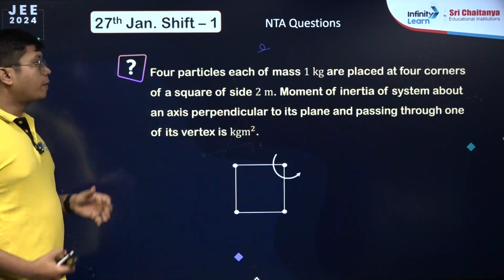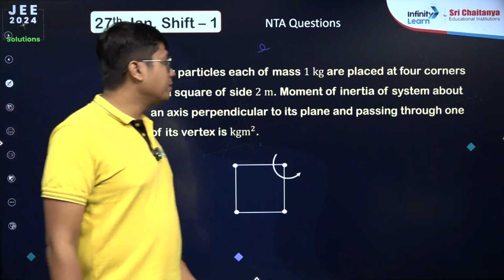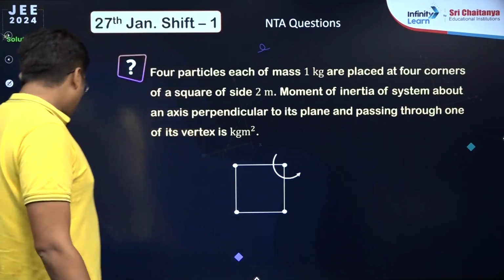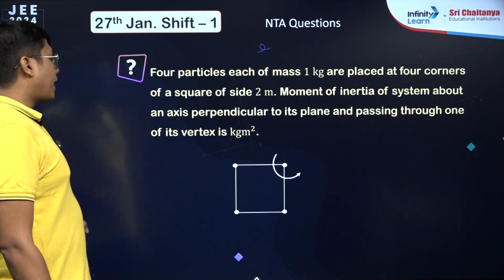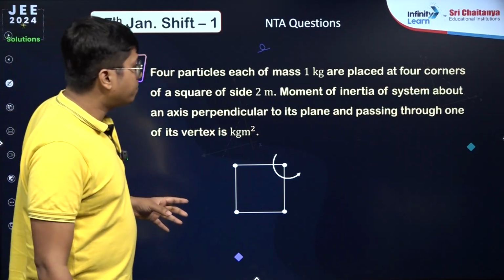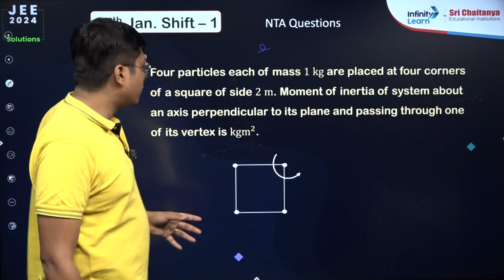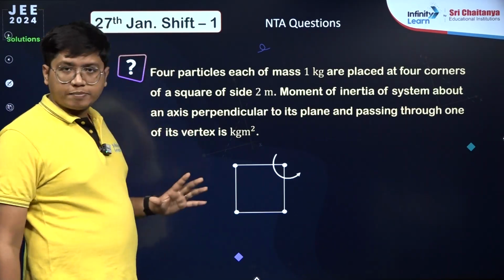This one says 4 particles each of mass 1 kg are placed at the 4 corners of a square of side 2 meters. Moment of inertia of the system about an axis perpendicular to its plane and passing through one of its vertices is how much kg per meter square?